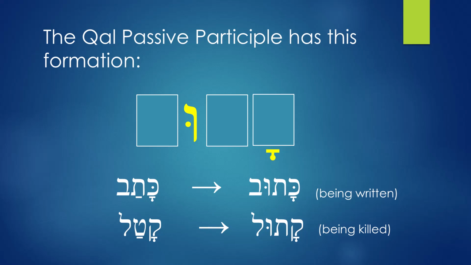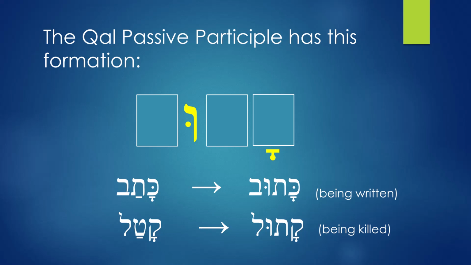Katuv. And how you translate passive participles is you add being and you put it in the past. Being written. Katav means he wrote. In the participle it becomes katuv, being written. Another example is katal. Katal means he killed. Qal perfect tense, he killed. When it comes to the Qal passive participle, it becomes katul, and that means being killed. So this is how you form Qal passive participles.